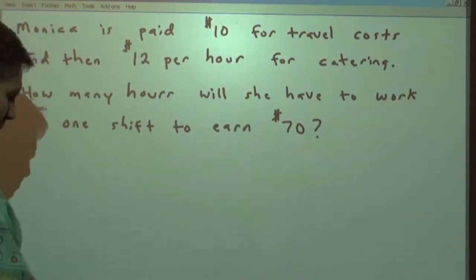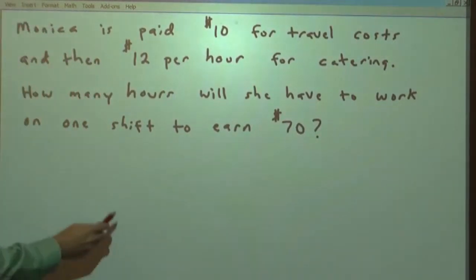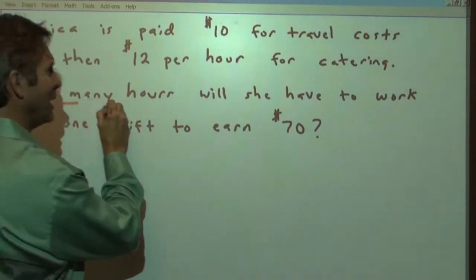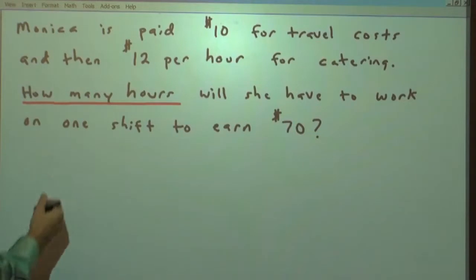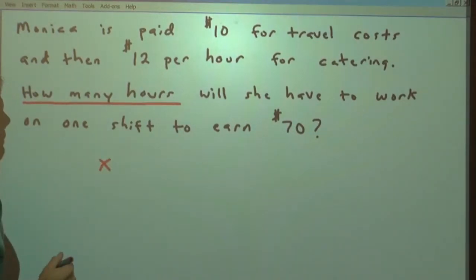Let's start by just thinking about a regular old problem that we've been doing. Monica has paid $10 for travel costs, then she earns $12 per hour for catering. How many hours will she have to work on one shift to earn $70? How many hours will she have to work? That's what we're trying to find. So that became our x.